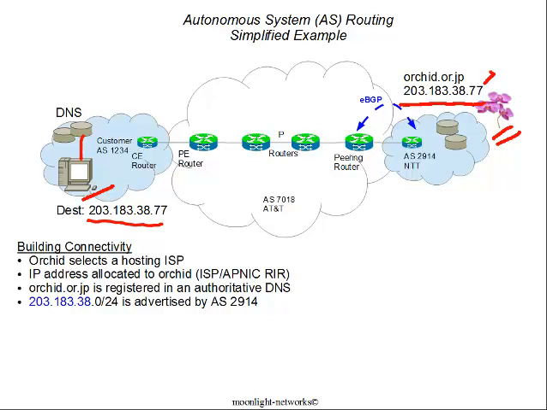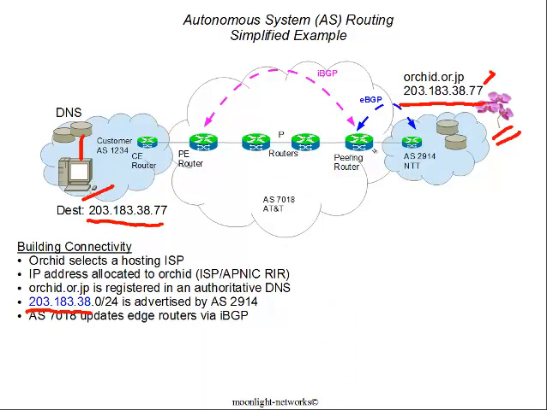So in this example, AS2914 would send an eBGP message to AS7018 at the peering router that would have its own AS in the message, as well as, in this case, I'm going to say a subnet, 203.183.38. eBGP is generally not used for individual addresses, but a range of addresses. And in fact, it would probably be a much wider range than I've shown here, but that's what I'm going to use in our example.